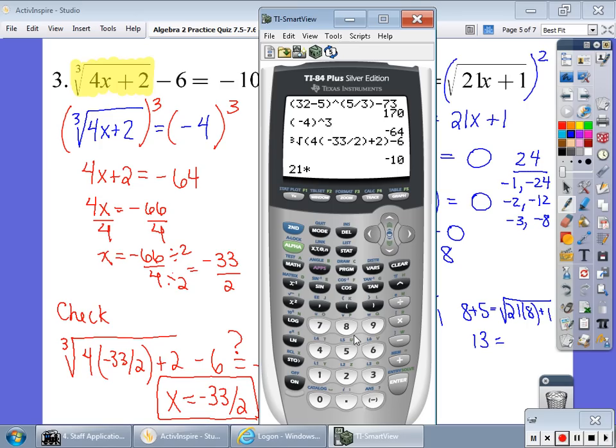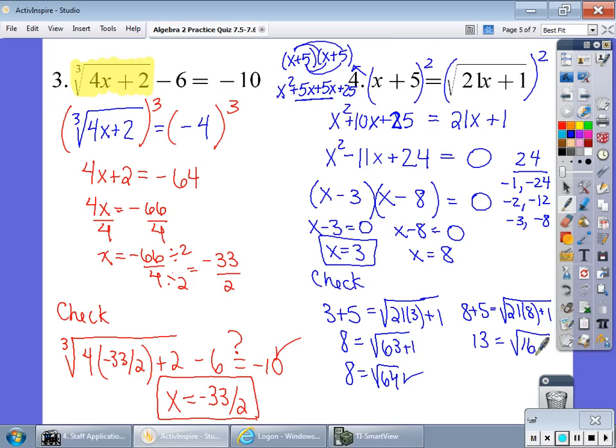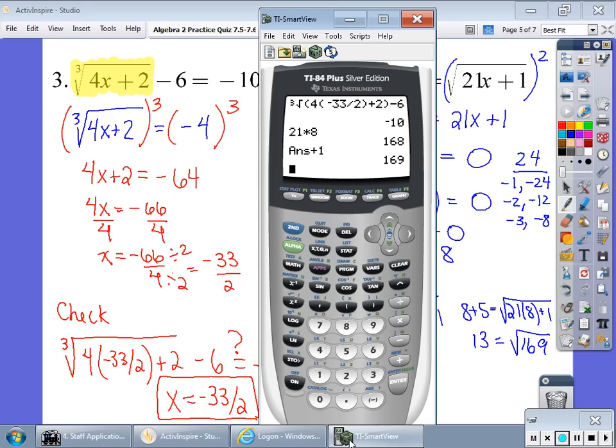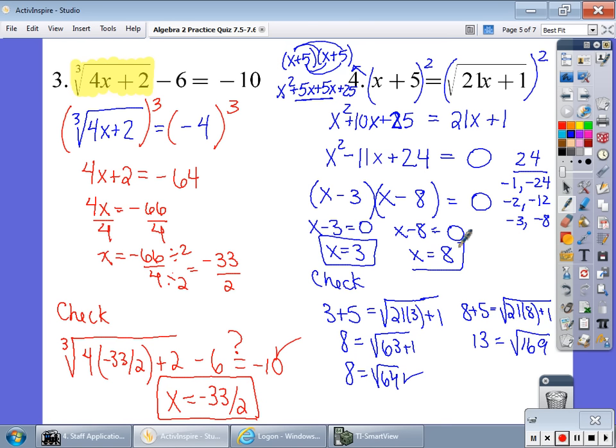21 times 8 plus 1, and that equals the square root of 169. And does the square root of 169 equal 13? It does, and so that is an answer as well. So both work out. Now, if either of these did not work out, you would just cross your answer out and you'd have only one answer.